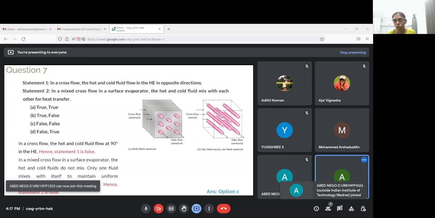In fact, your cross flow can happen in a shell and tube heat exchanger also. Anything that passes through a shell and tube will have a mixture of co-current, counter-current as well as a cross flow. So I'll get back to the more specific examples in case of a cross flow.